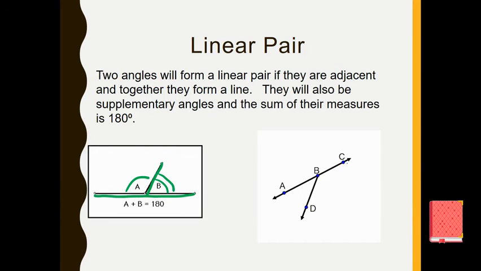Here is an example. When you see a line and they share two angles, you kind of see that it makes a half circle. You see that? Half of a circle, which is equal to 180.